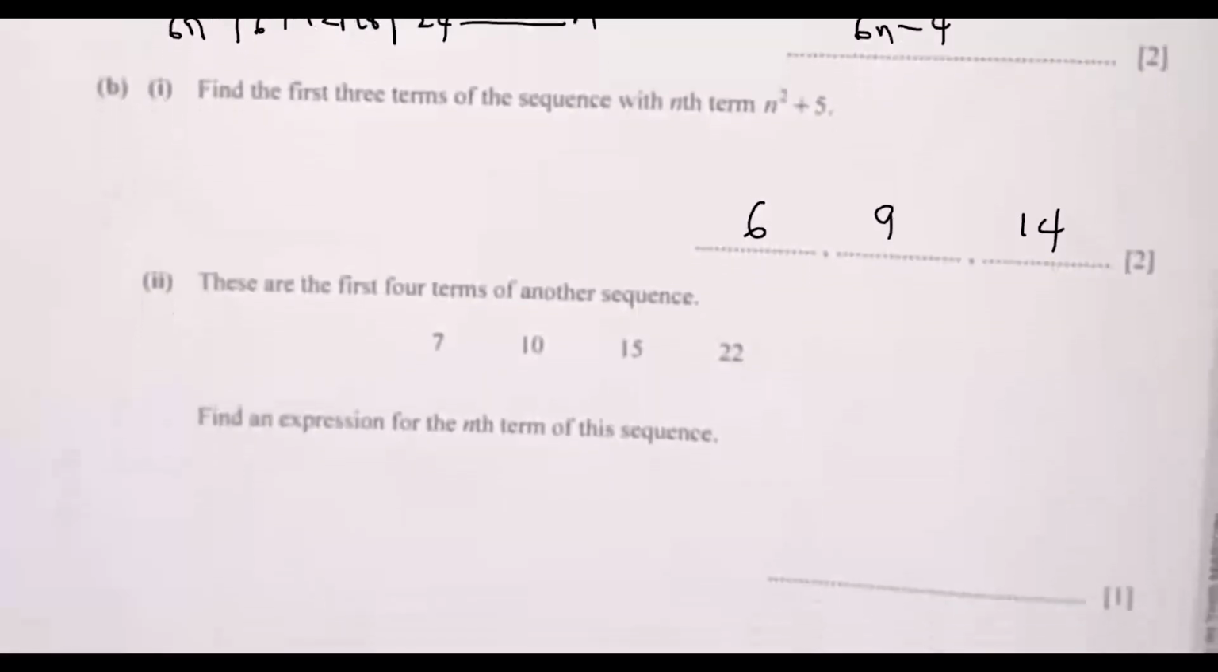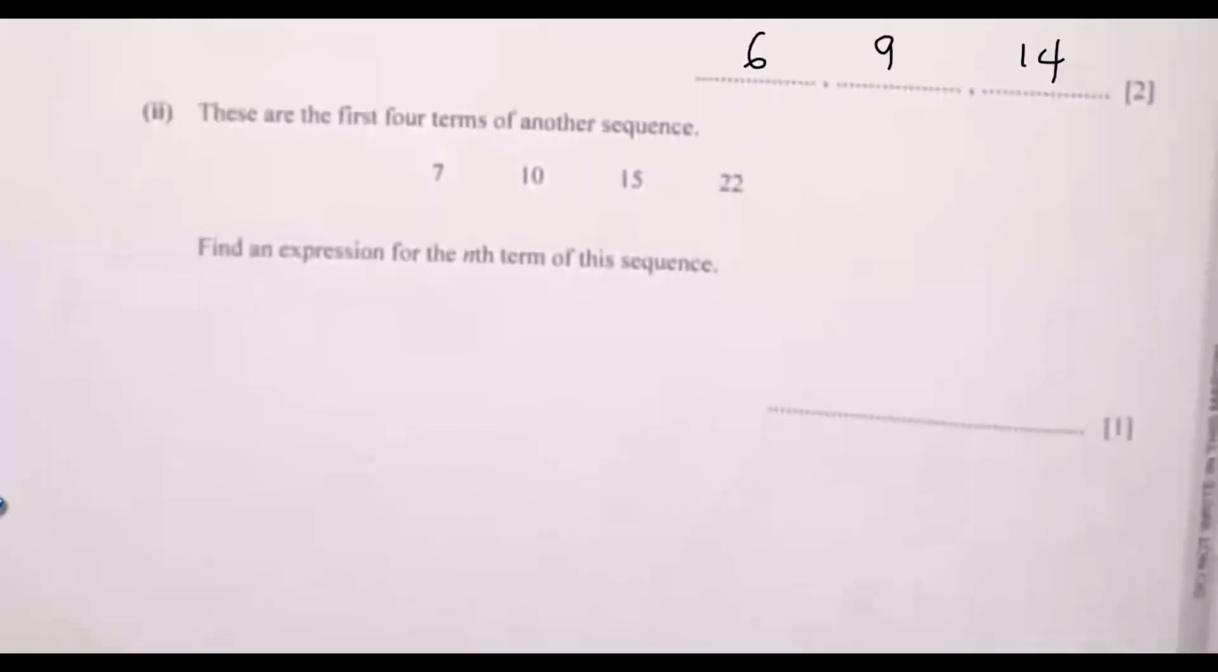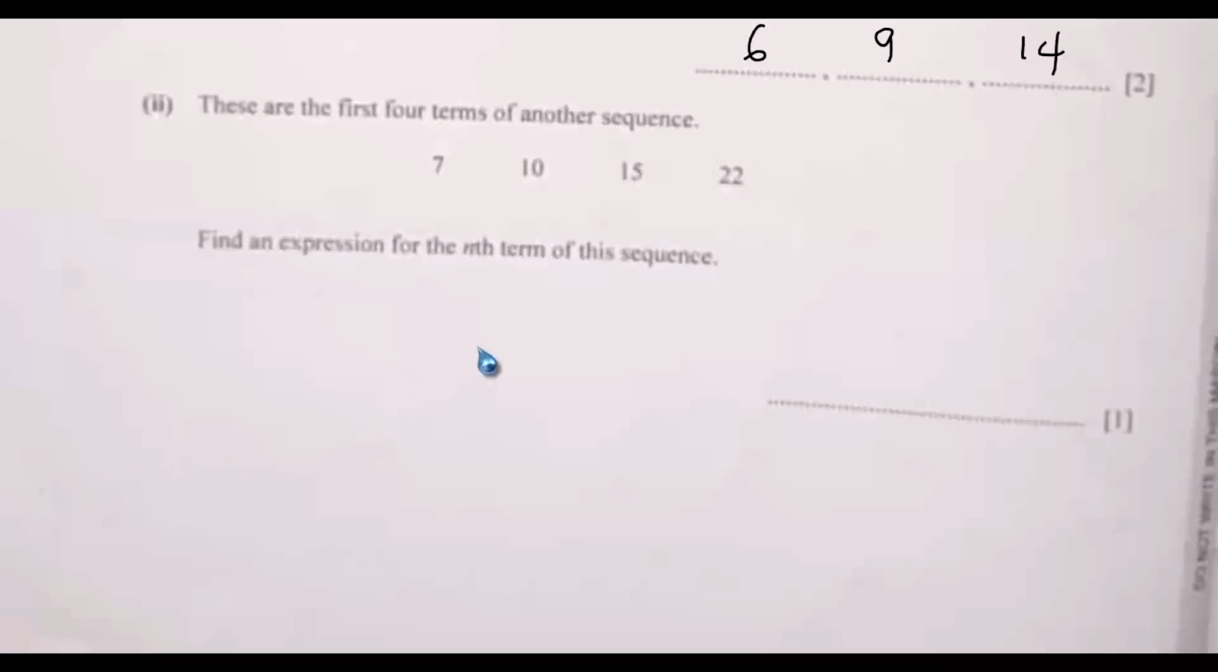So let's scroll down a little bit. Find an expression for the nth term of this sequence. So what we need to do here is to identify the type of sequence we have here. So let me write it here. We have 7, 10, 15, and 22.